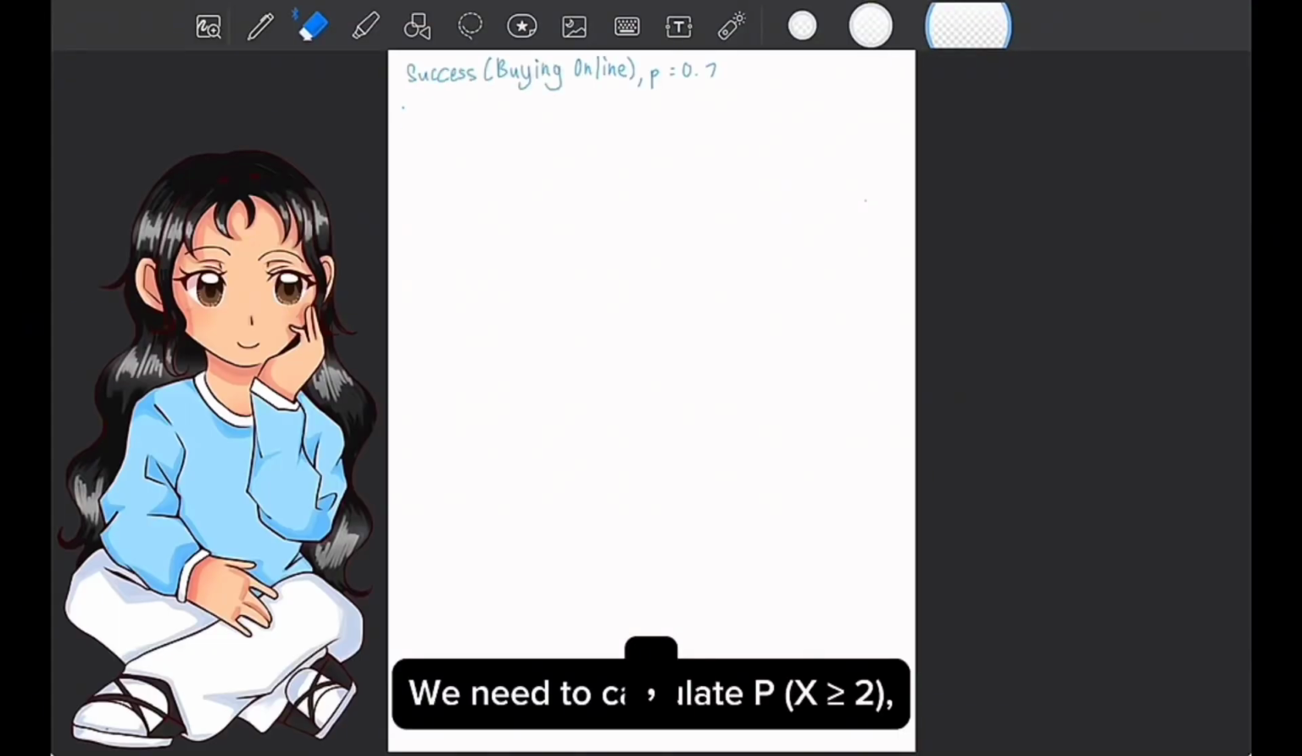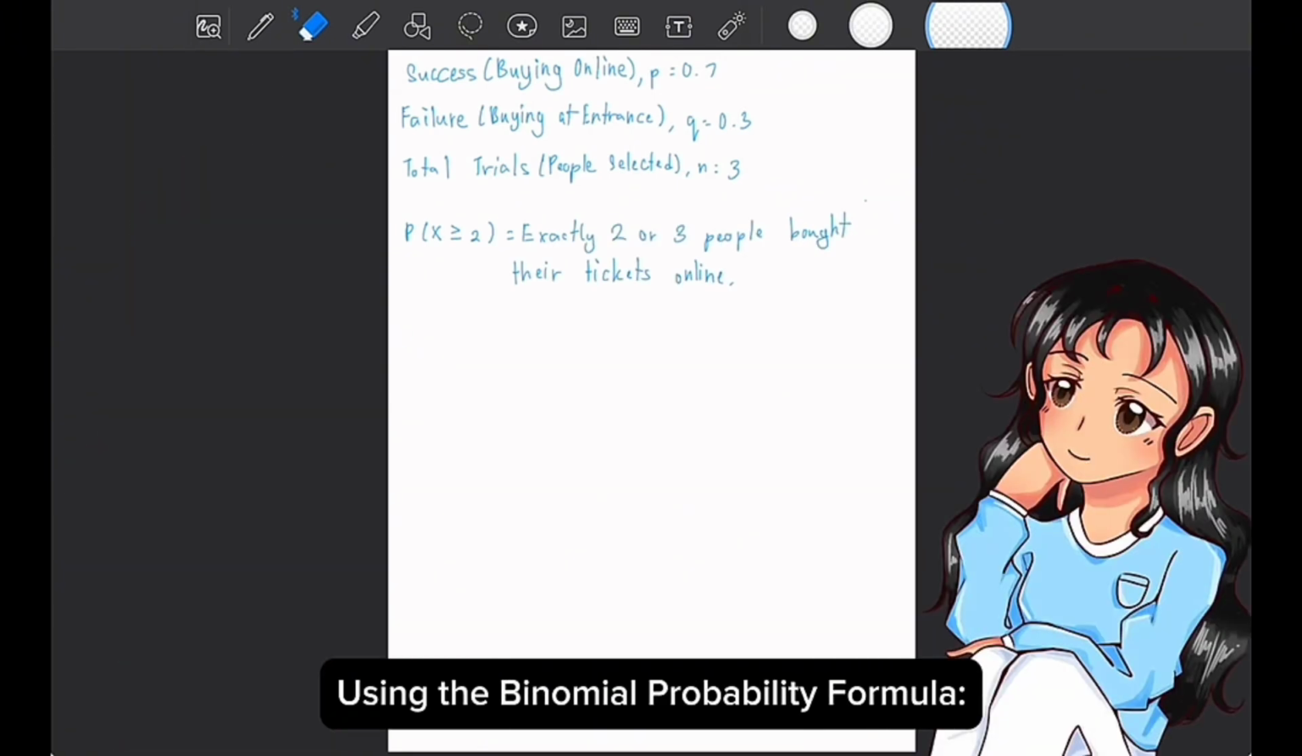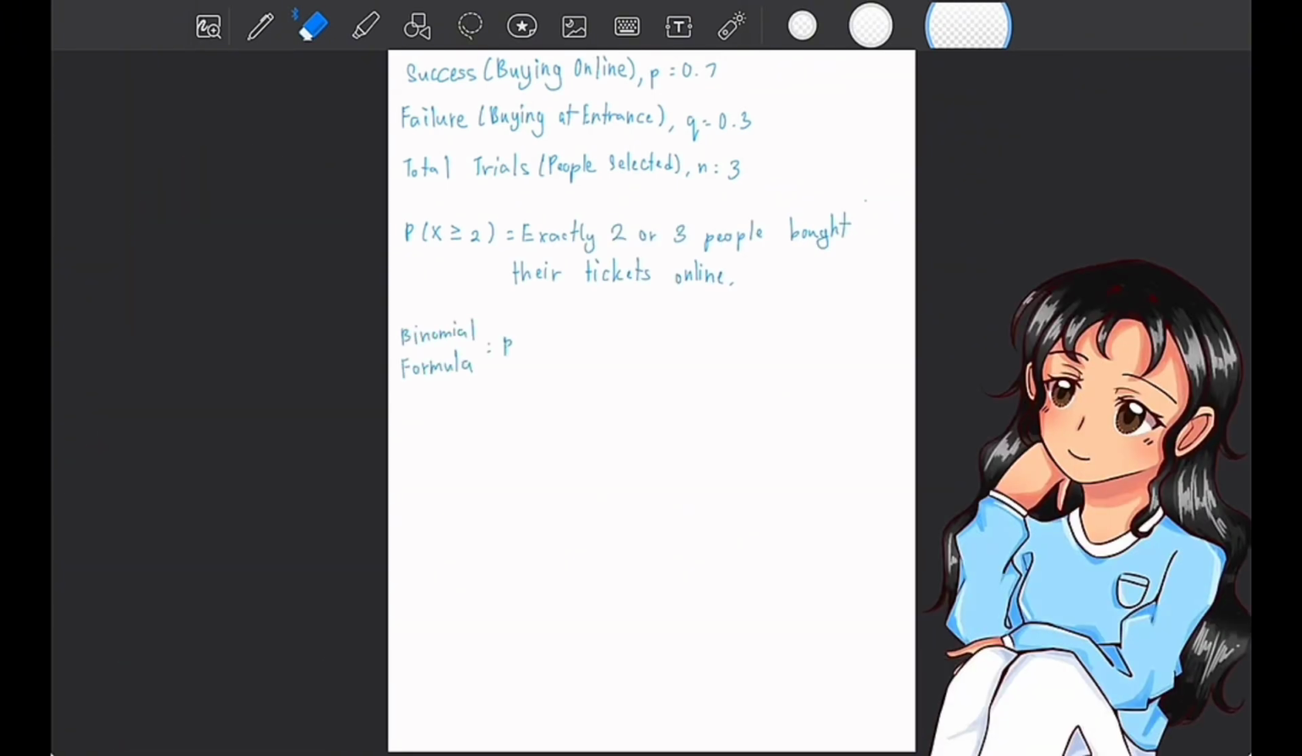We need to calculate P(X ≥ 2), which means either exactly 2 or exactly 3 people bought their tickets online. Using the binomial formula, P(X = k) equals the binomial coefficient n choose k, which is n factorial over k factorial times (n minus k) factorial, times p to the power of k times q to the power of (n minus k).